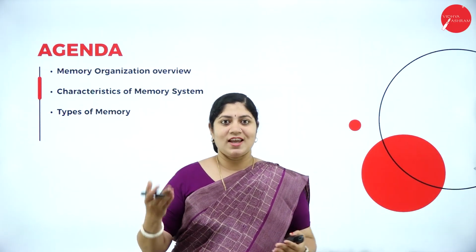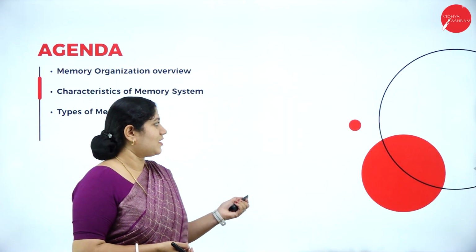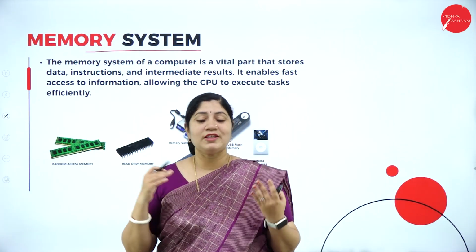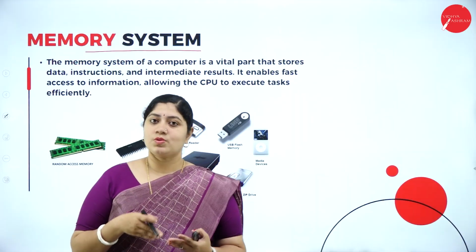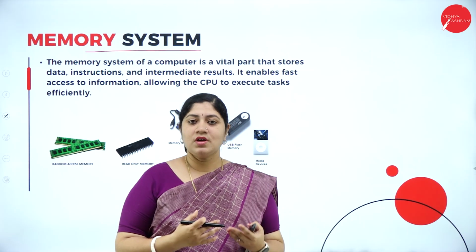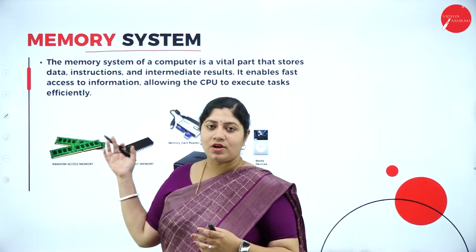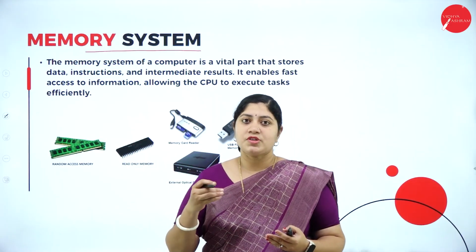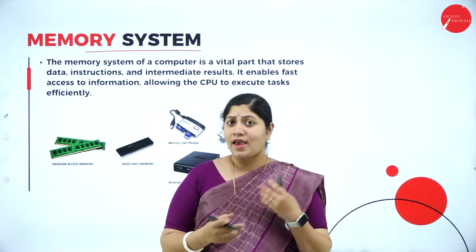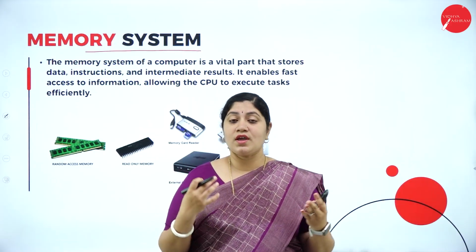All right, so let's head forward. Let's understand what is memory. Yeah, so yes, let's start that. The memory system of a computer plays a vital part because it will store the data, information, as well as the intermediate results which are responsible for completion of the operation. So yes, altogether we can call it a memory system. This memory system allows fast access to the memory. This allows the fast access of information, allowing the CPU to execute the task in an efficient manner.